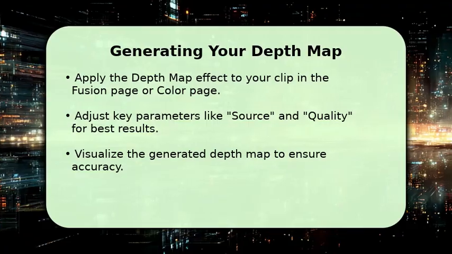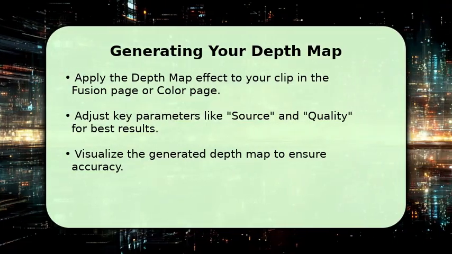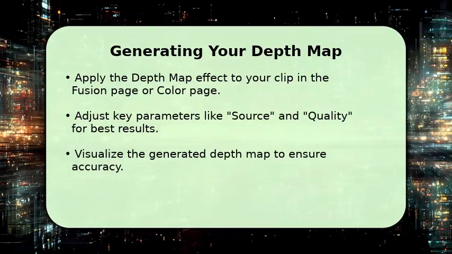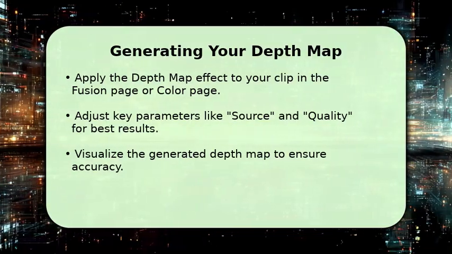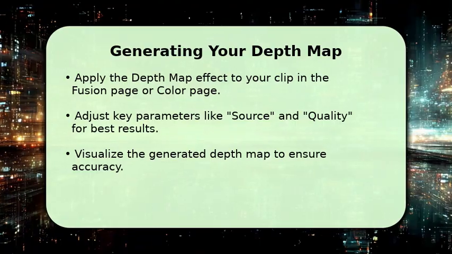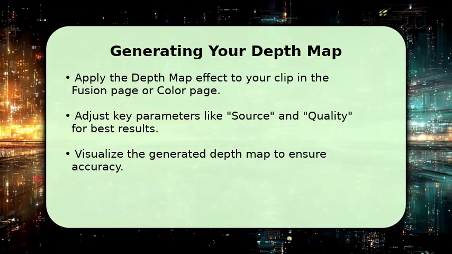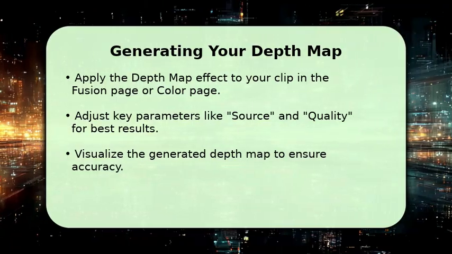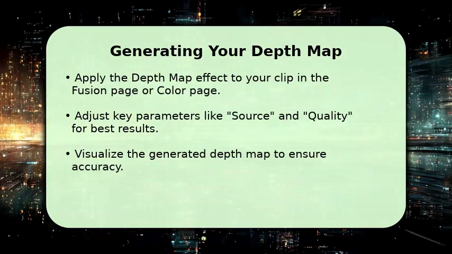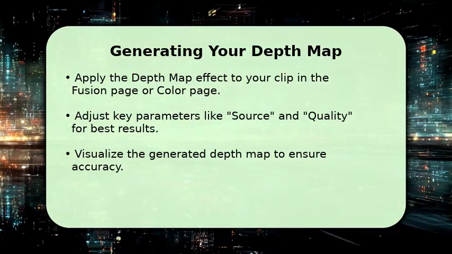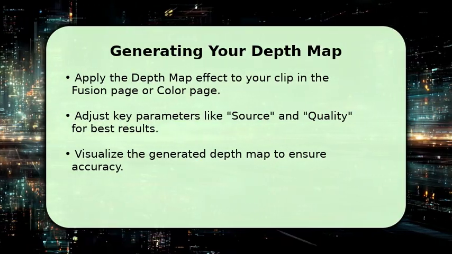Once the depth map effect is applied, head over to the Inspector panel. Here, you'll find the controls to generate your depth map. Select your source, typically the original clip. Adjust the quality setting. A higher quality will yield more precise results, but may take a few extra seconds to process. Click Generate to create the initial depth map. You can then visualize it to ensure it accurately represents the scene's depth, making any necessary adjustments.